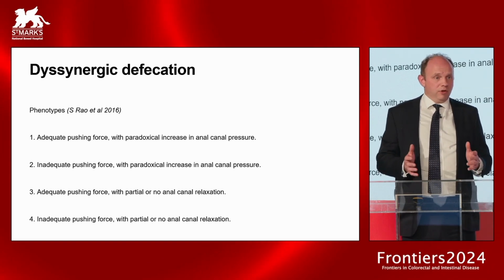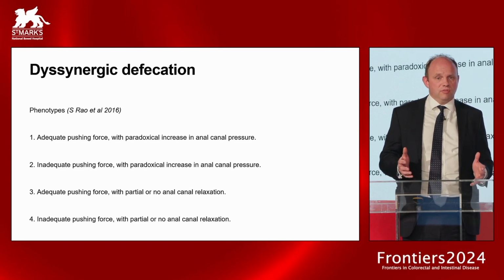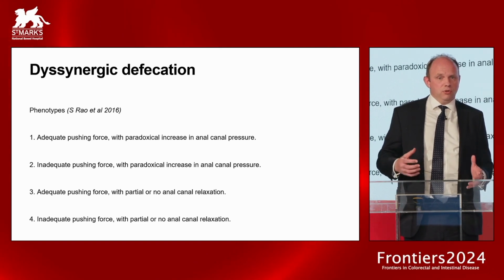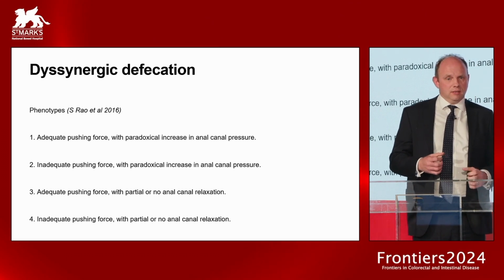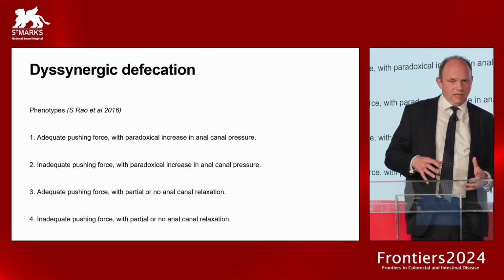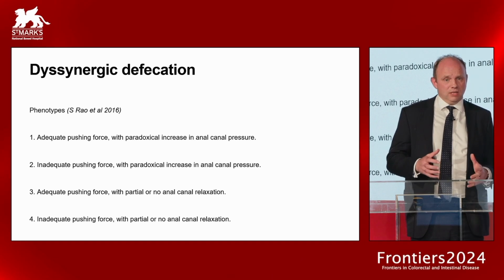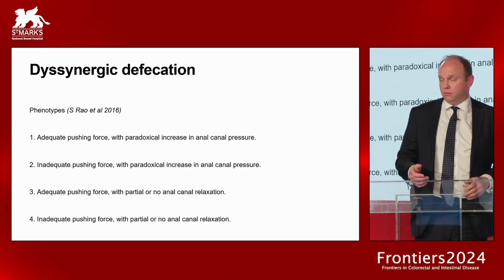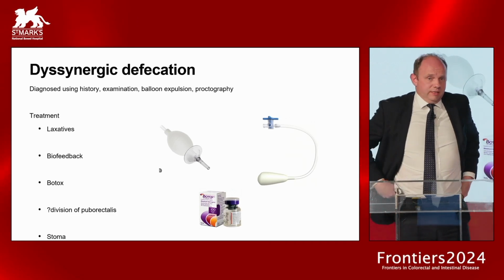Rao attempt to break this down to 4 different phenotypes, but essentially you've got variations on the same theme. So grade 1 is adequate pushing force in the rectum, but the anal canal pressure is paradoxically increased. Grade 2, the rectum's not really expelling properly, but you've still got an increase in the anal canal pressure. And 3 and 4 are where the anal canal is just not relaxing, and you've got either adequate or inadequate rectal drive.